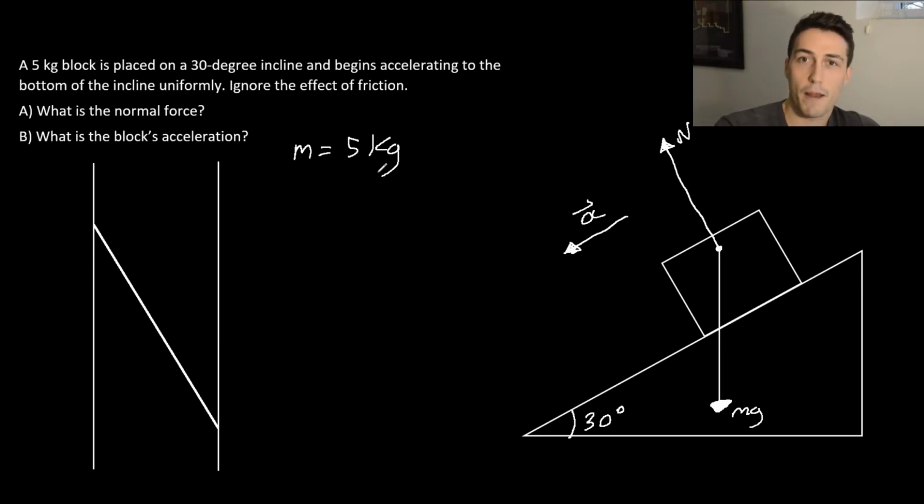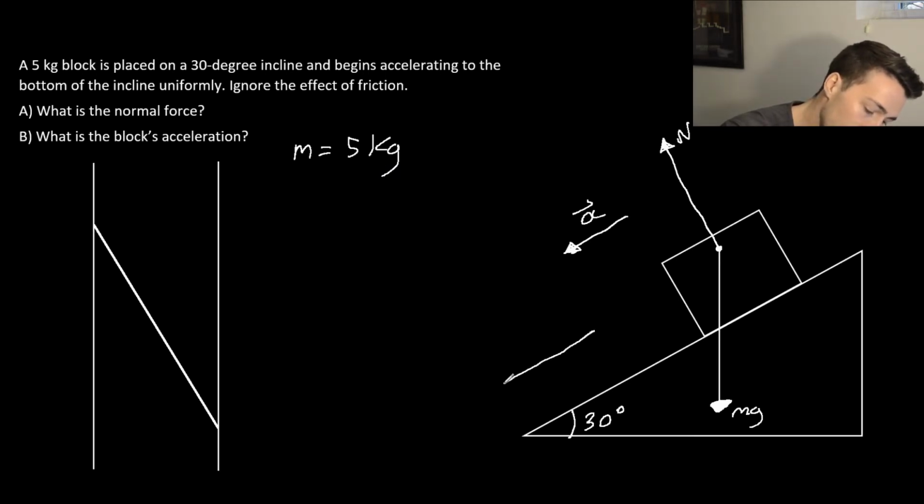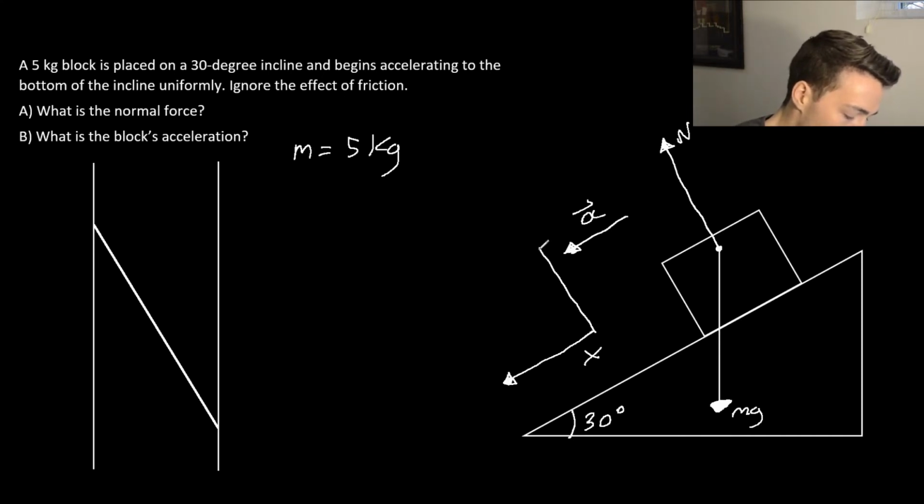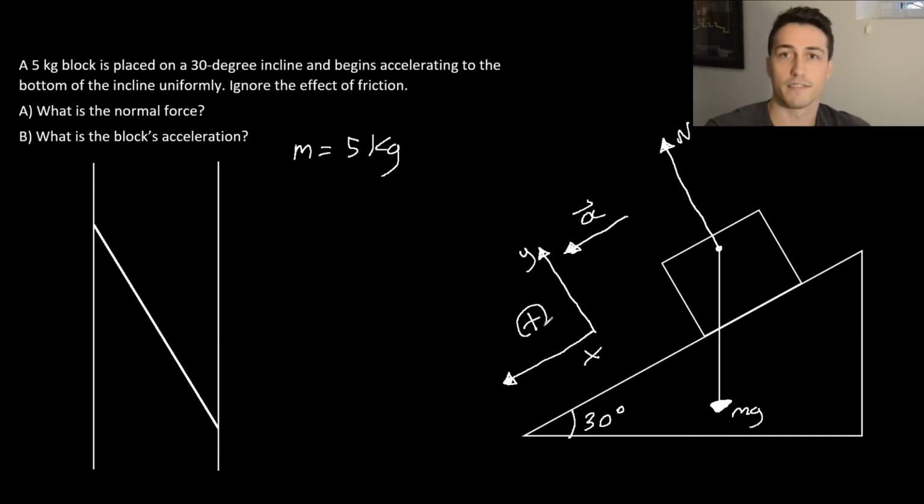So, whenever I approach a problem like this, I think the best strategy is to define your coordinate axis in the direction of acceleration. In this case, we have acceleration moving down the ramp. So I'm going to say our x-axis is in this direction, and then our y-axis will be obviously perpendicular to that. So we have our y-axis here, and this is going to represent the positive sign convention.